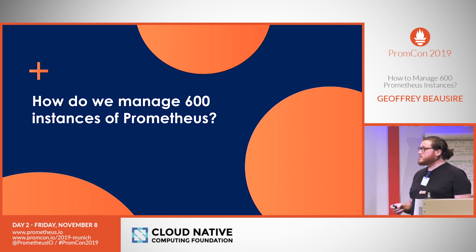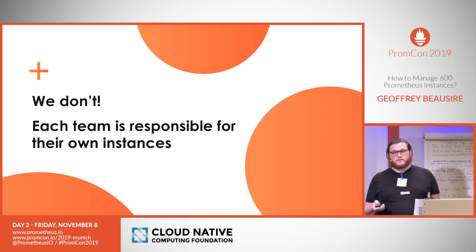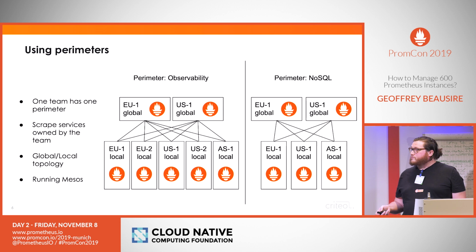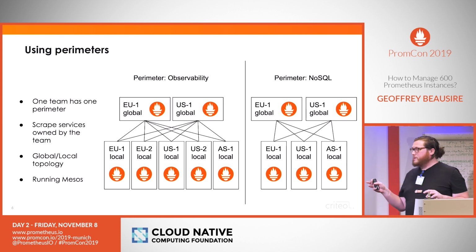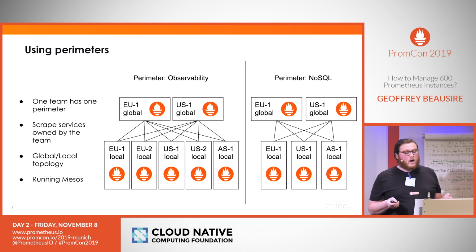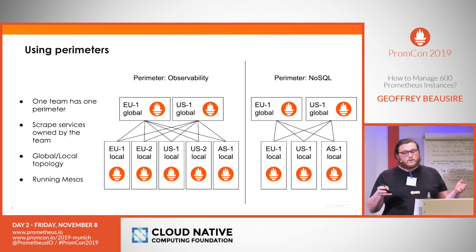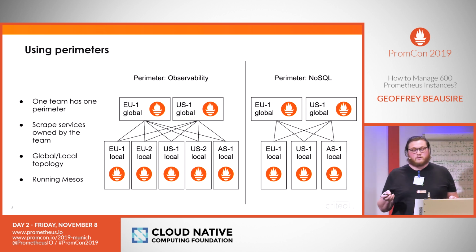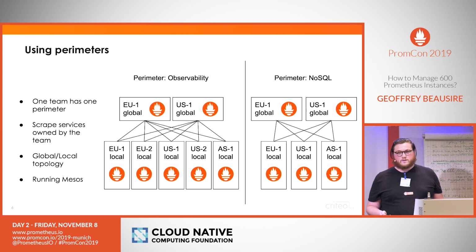So how do we manage 600 instances of Prometheus? Well, we don't. Each team is responsible for their own instances. So basically what we do is we have this notion of perimeters. One team has 1 or maybe more perimeters, and basically it's a separation. A perimeter describes the services owned by the team, and it's a general global local topology. So 1 Prometheus in every data center or less if it's needed, and federated by global Prometheuses. And everything is running in Mesos.